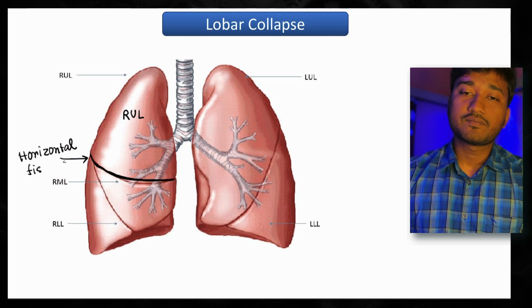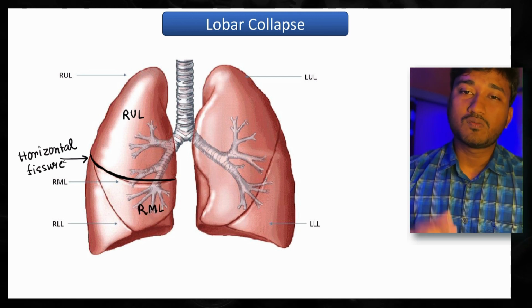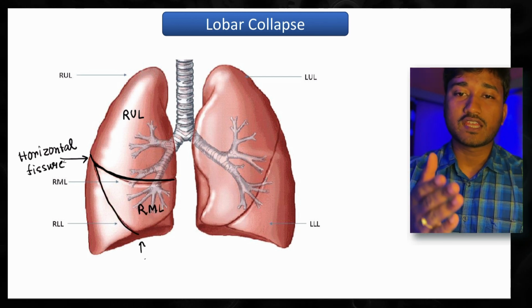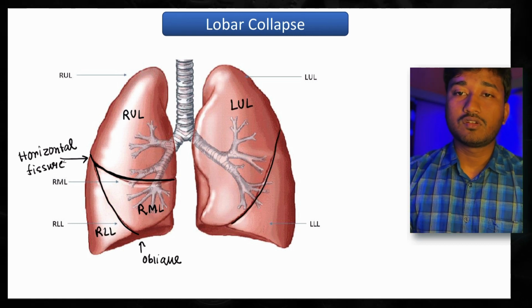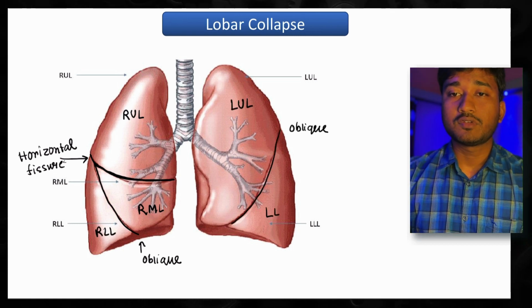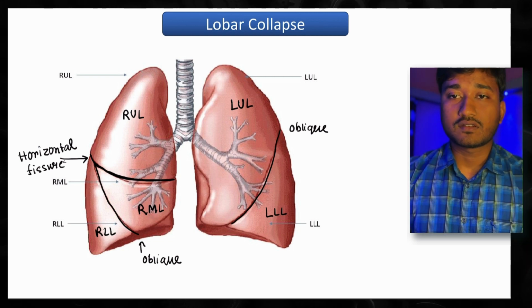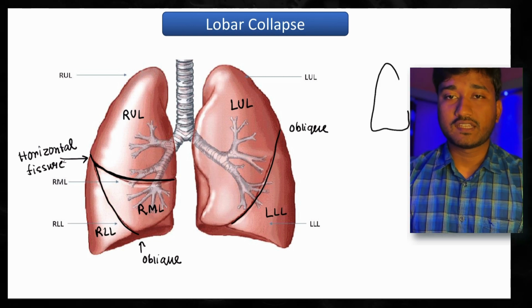What is lobar collapse? This is the horizontal fissure. You must have some anatomical ideas, like this is the horizontal, this is the oblique fissure, and there is the right upper lobe, middle lobe, lower lobe, and left upper lobe, left lower lobe, which are divided by an oblique fissure only. Okay. On the left side there is only one fissure.